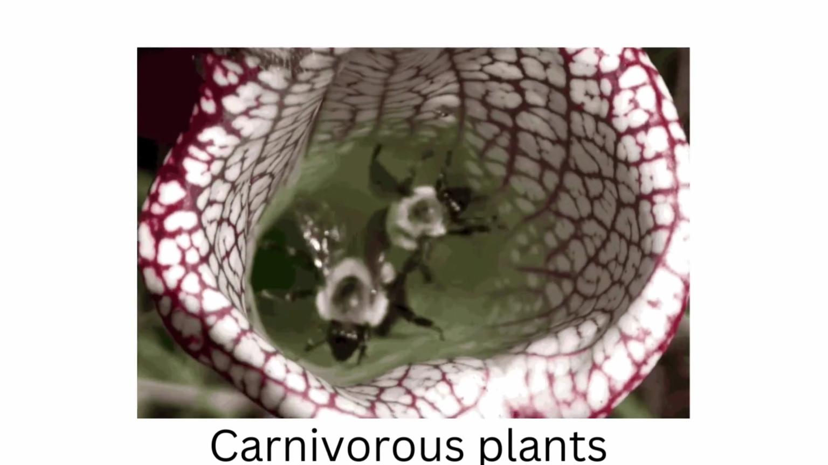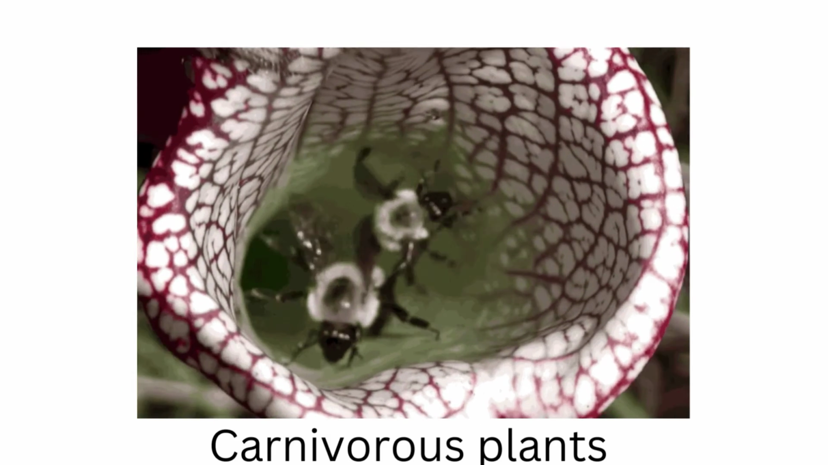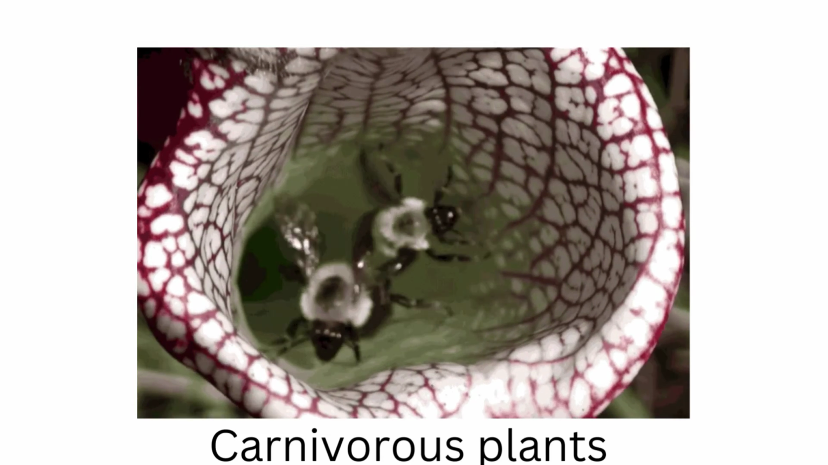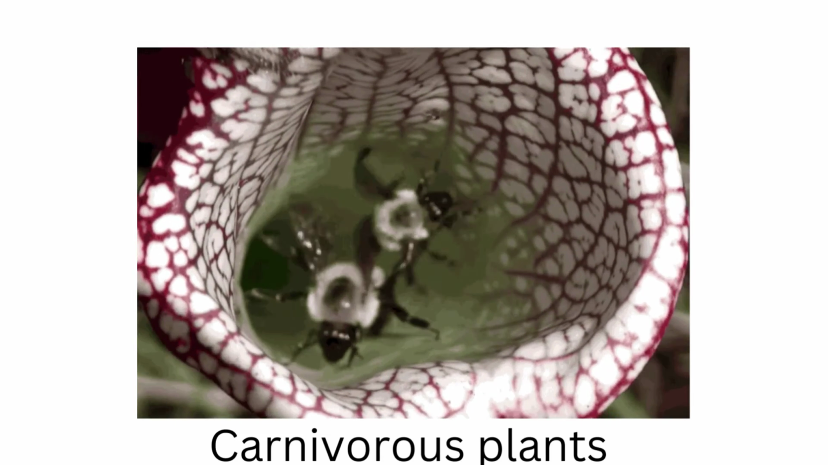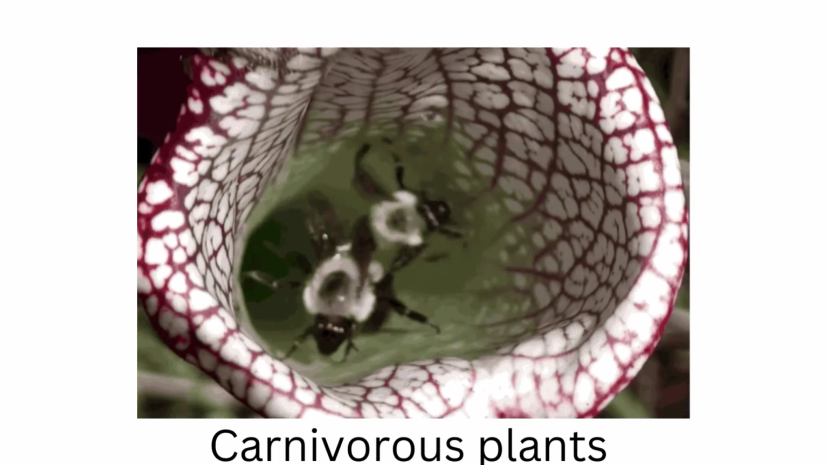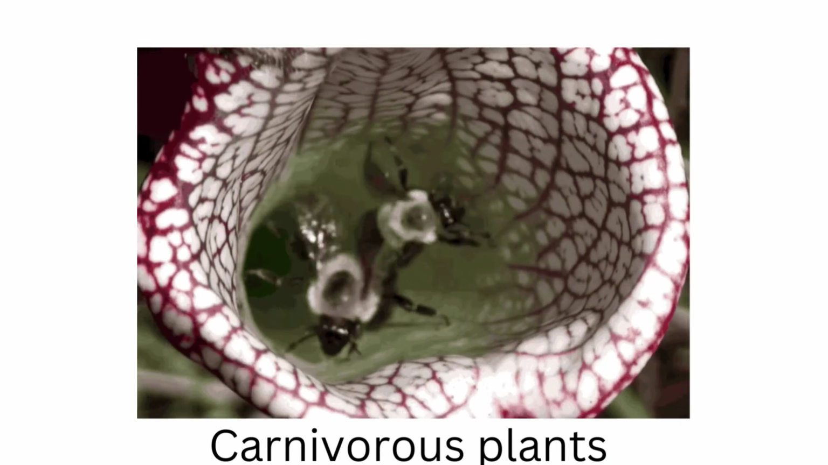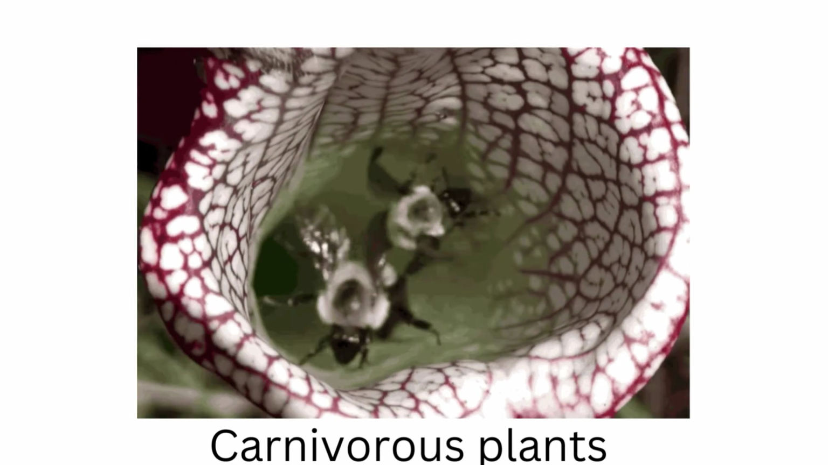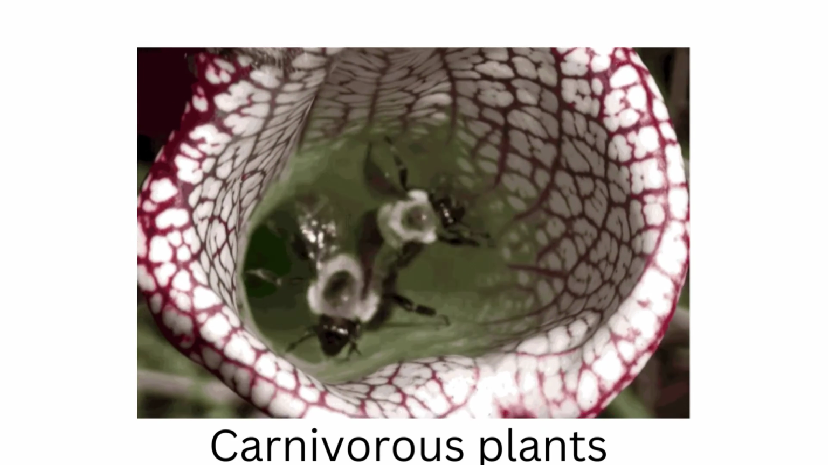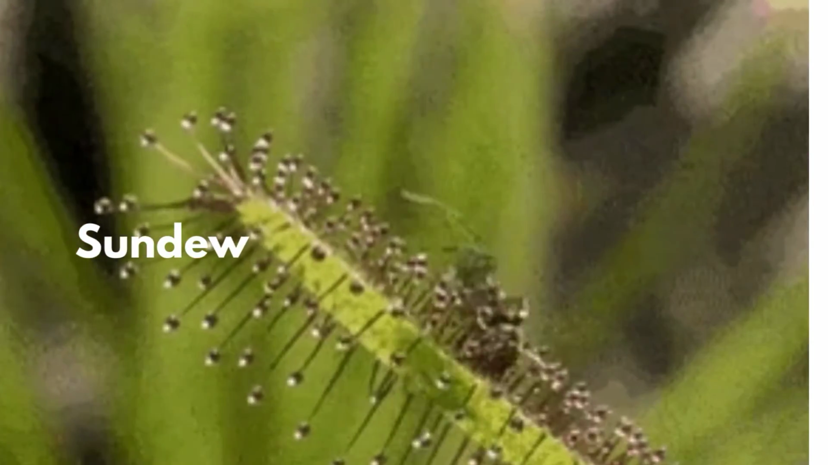Another class of plants we need to study here is carnivorous plants. It is worthy of note that carnivorous plants are plants that kill and digest insects in order to obtain nitrogen. In other words, these plants live in areas that are deficient in nitrogen. Therefore, they kill and digest insects to get nitrogen. An example of such plants is the Venus flytrap.